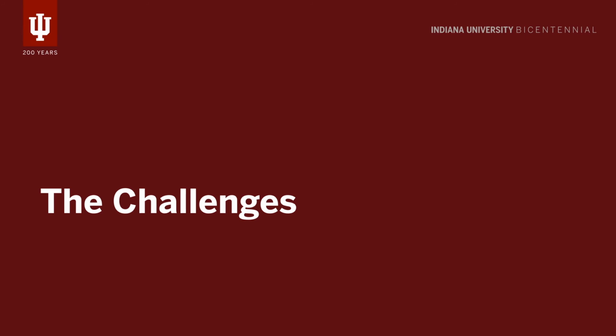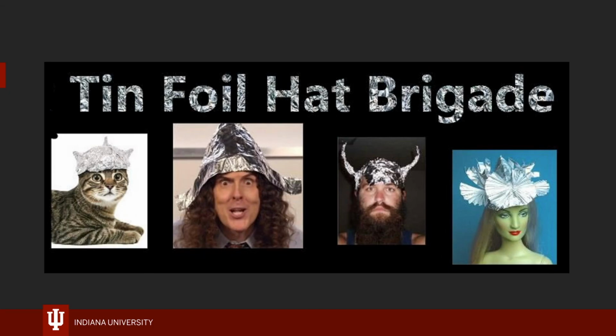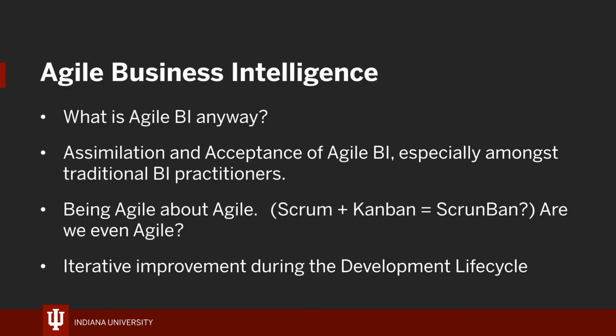So with that, I'll try to blow through these as fast as I can. We can certainly talk about them more, but these are the challenges that we faced on this journey. These challenges required a lot of help and a lot of thought from others to work through and overcome. As I mentioned at the outset, what is Agile BI and what did it mean for us?